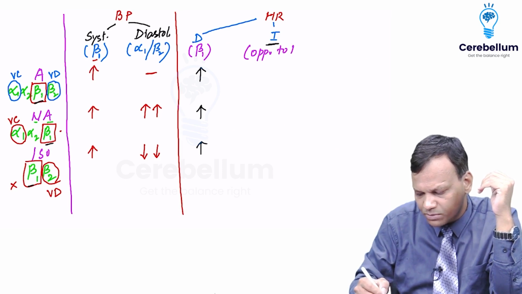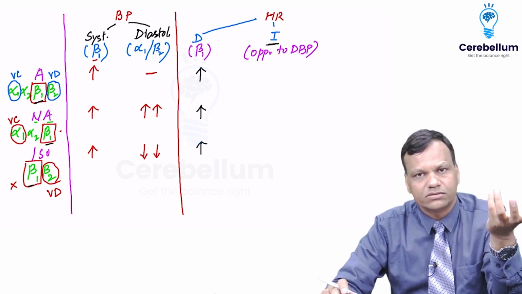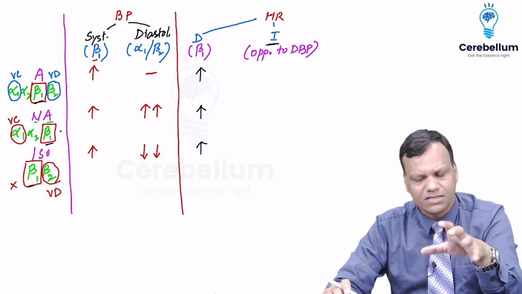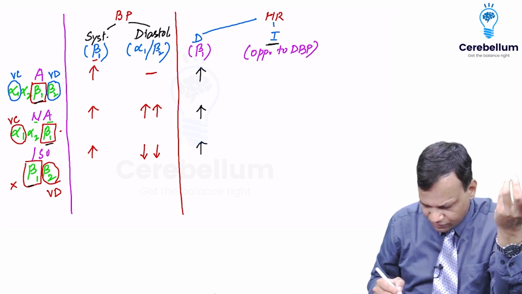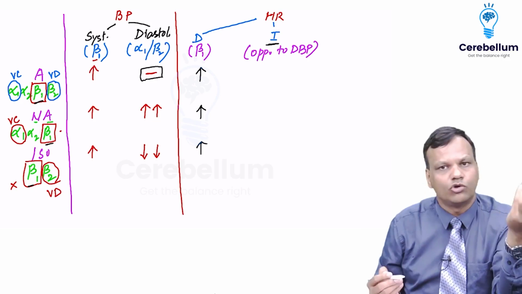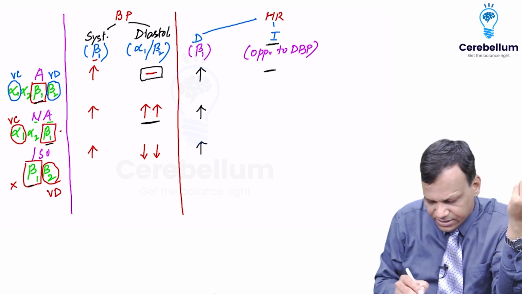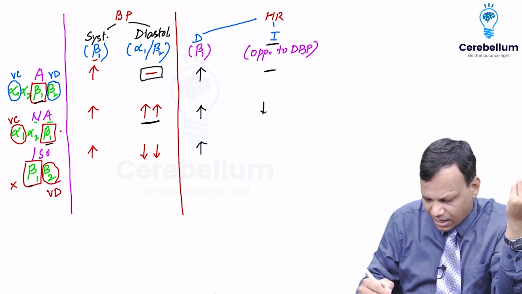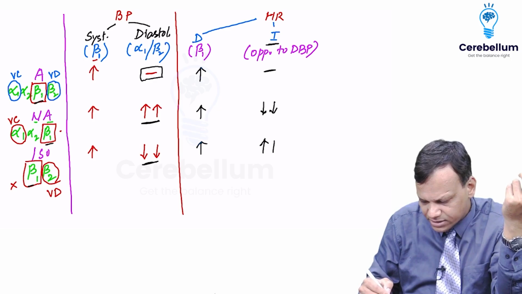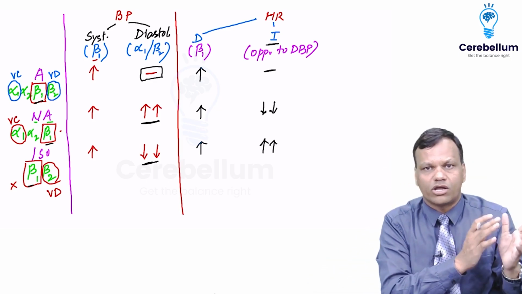Opposite to diastolic BP. So whatever happens to diastolic BP, the heart rate will be affected oppositely. If BP increases, heart rate decreases. If BP decreases, heart rate increases. Now we can apply this knowledge. What is the effect of adrenaline on heart rate? No effect. So there will be no reflex. If the diastolic BP increases, the heart rate will decrease. If the diastolic BP decreases, the heart rate will increase. So this is the opposite of the normal effect on diastolic BP.